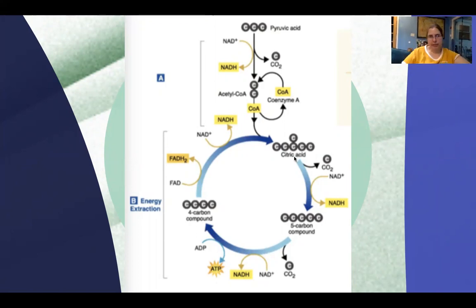So 1 pyruvate makes 1 ATP, but since we have 2 pyruvates, that means we made 2 ATP at this stage. So we have 2 ATP from glycolysis and 2 from the Krebs cycle.